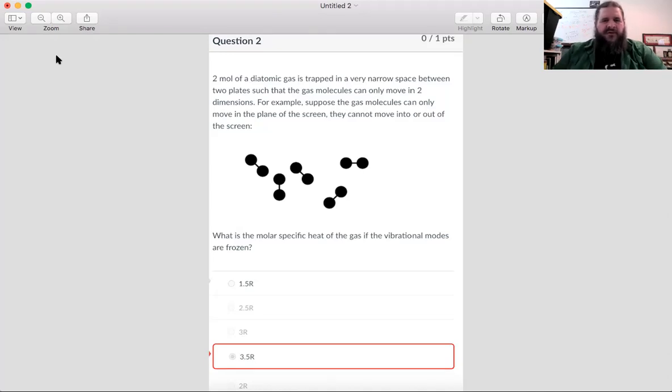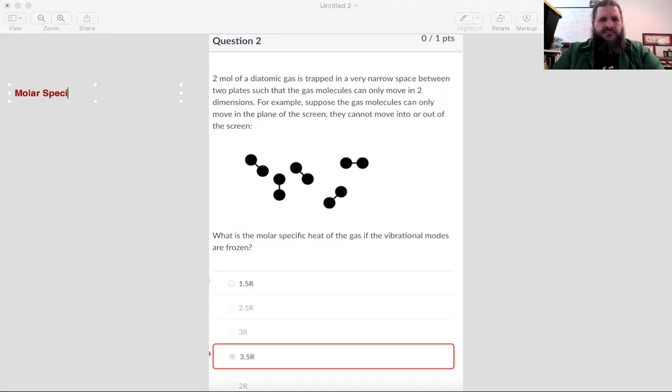So in this one, we've got 2 moles of a diatomic gas, and it looks like ultimately we just want the molar specific heat. And typically, how would you find the molar specific heat of a gas? Well, other way around, really. Molar specific heat means the specific heat per mole. CVM or CV mole, the heat capacity of 1 mole.